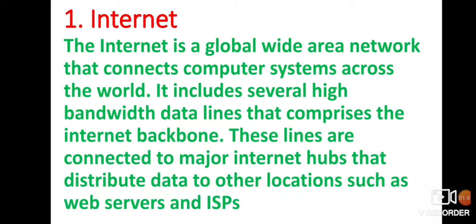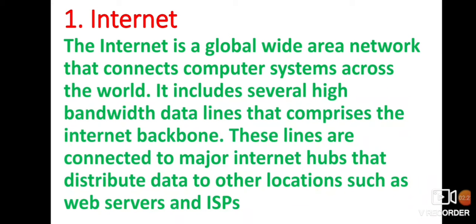These high bandwidth data lines that transfer our data are connected to major internet hubs that distribute data to other locations such as web servers and ISPs. ISPs full form is Internet Service Providers. These are the companies which provide service to the people of a country. These are internet service providers. So our internet is a global network that connects computers all over the world.